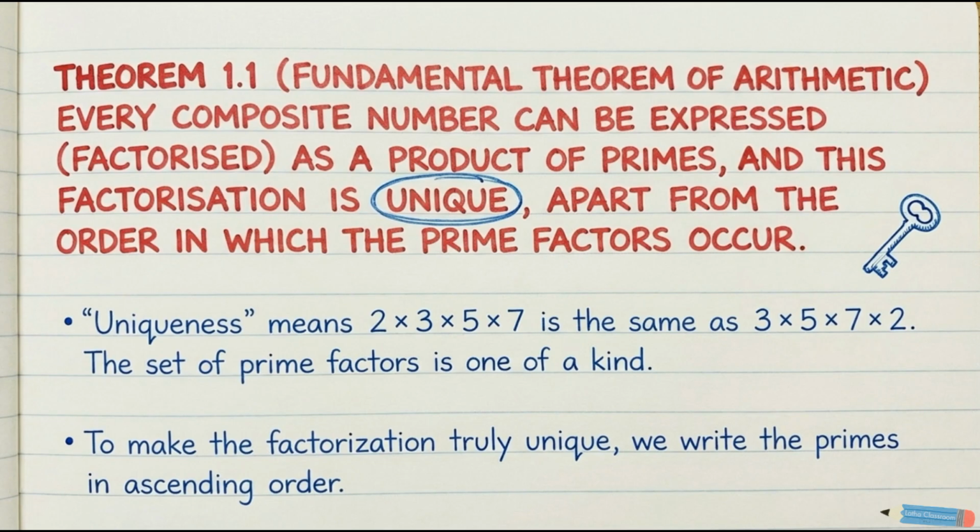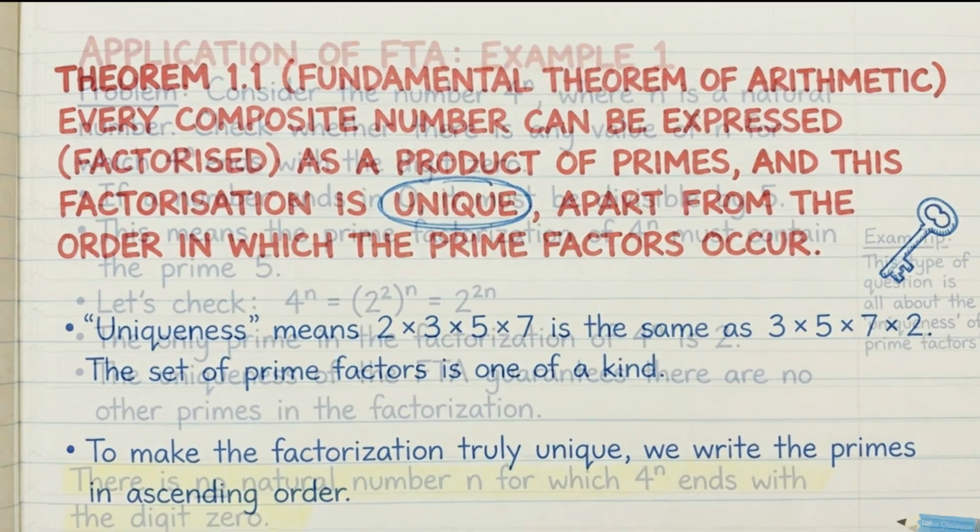Next, Theorem 1.1, Fundamental Theorem of Arithmetic. Every composite number can be expressed or factorized as a product of primes, and this factorization is unique. Apart from the order in which the prime factors occur, uniqueness means 2 into 3 into 5 into 7 is the same as 3 into 5 into 7 into 2. The set of prime factors is one of a kind. To make the factorization truly unique, we write the primes in ascending order.